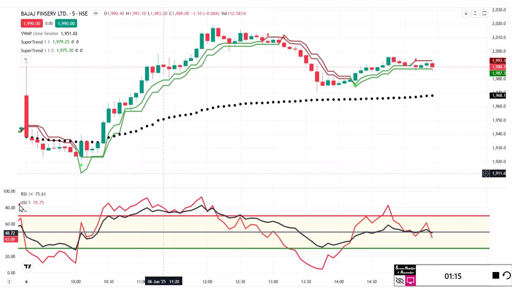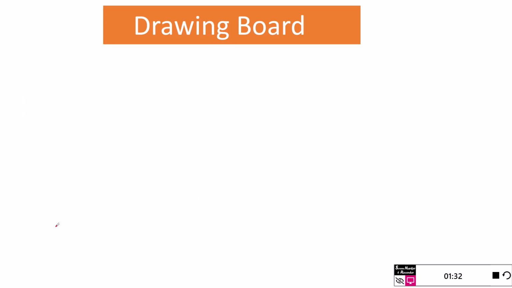Let's take one more example. This is a lovely chart for Bajaj FinServ. There was a twin breakout of Bajaj Finance. If you see again a lovely crossover of VWAP, then followed by a super trend rainbow, then followed by your RSI. So now let's jump into the drawing board and let's understand what I'm trying to say.